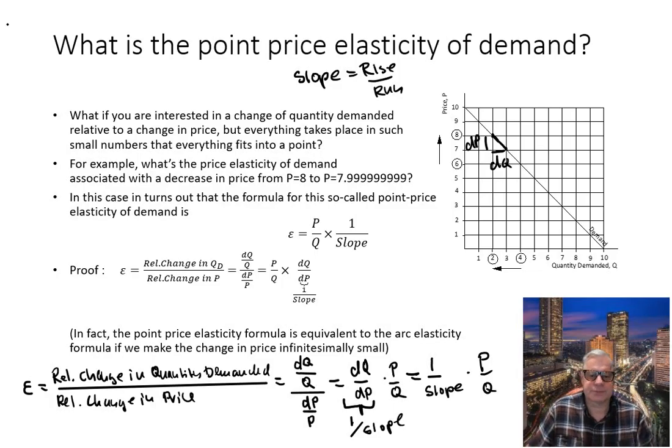And here you see it again. The way to think about it is that the point price elasticity is essentially the arc elasticity, but we make everything so small that it fits all over a point. Okay, so now we have the formula 1 over the slope times P over Q, or P over Q times 1 over the slope.